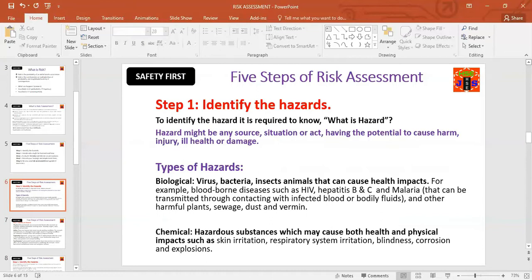For example, blood-borne diseases such as HIV, hepatitis B and C, and malaria that can be transmitted through contact with infected blood or bodily fluids, and other harmful plants, sewage, dust, and vermin. All are examples of biological hazards. Number two, chemical hazards. Hazardous substances which may cause both health and physical impacts, such as skin irritation, respiratory system irritation, blindness, corrosion, or explosion, come under the category of chemical hazards. And this is the number two type of hazard.